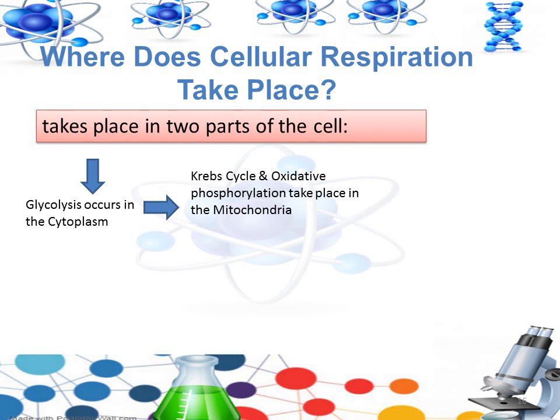And where does cellular respiration take place? Okay, cellular respiration takes place in two parts of the cell, as I said before: glycolysis happens in the cytoplasm, while the Krebs cycle and oxidative phosphorylation happen in the mitochondria.